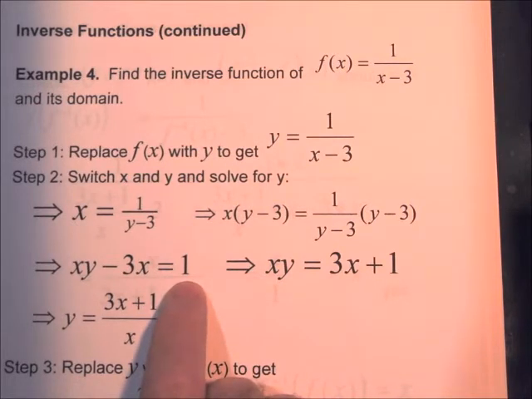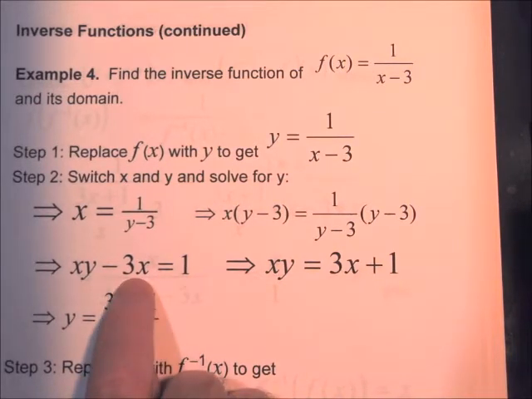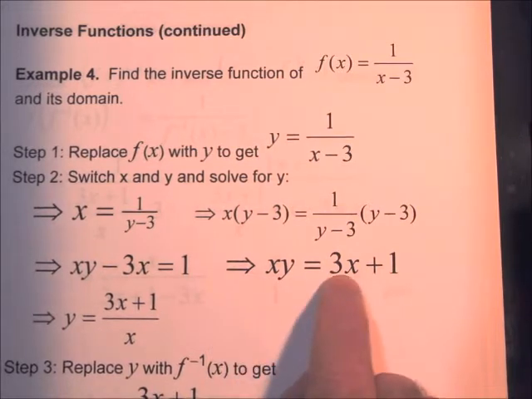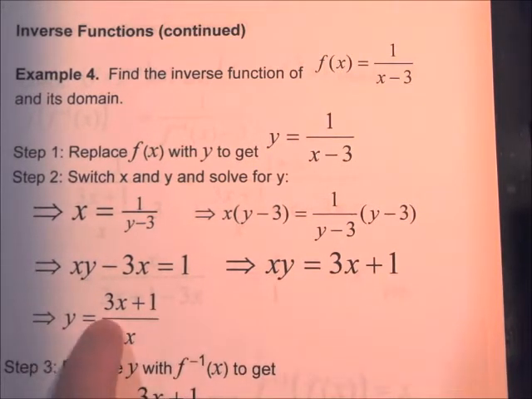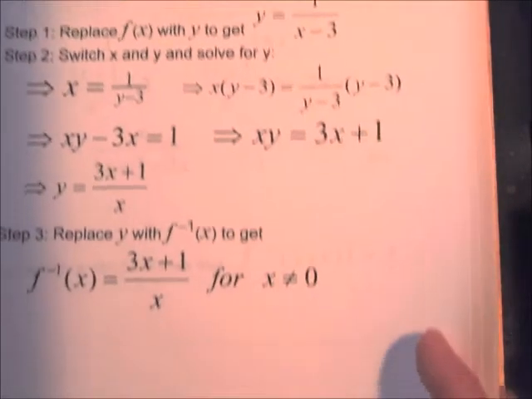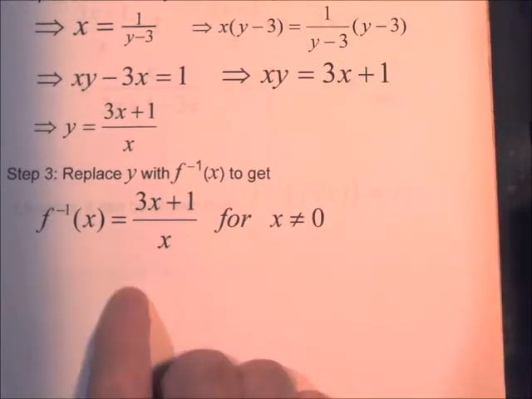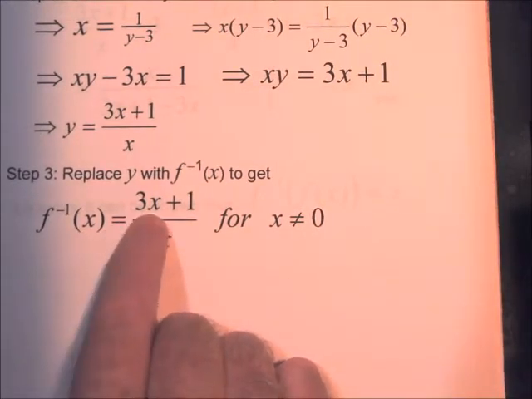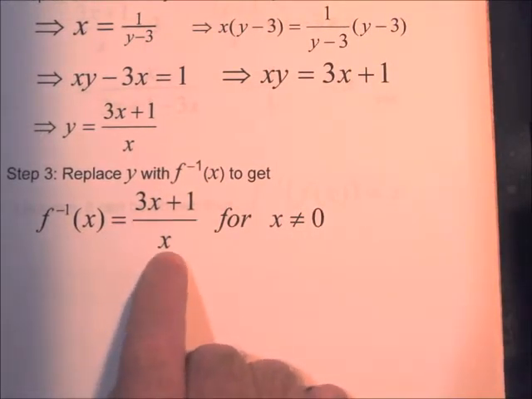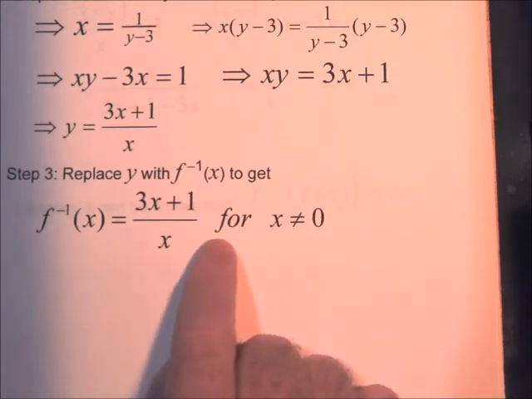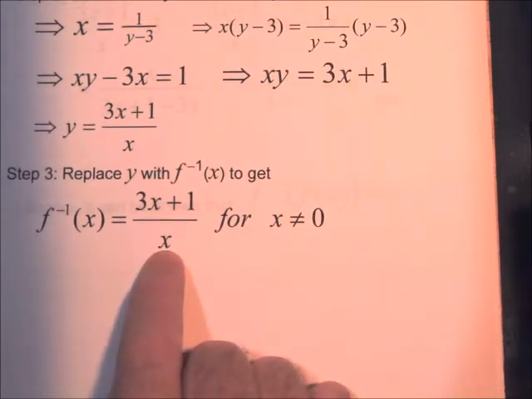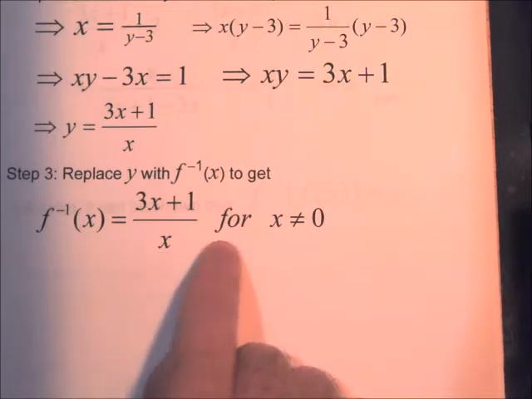And then we're still working on isolating the y. We can add 3x to both sides to get xy equal 3x plus 1, and then divide by x to get y equals 3x plus 1 all over x. So the third step, instead of writing y equal, we'll write f inverse of x equals. So f inverse of x equals 3x plus 1 over x. And the domain here would be, this formula works as long as x is not equal to 0. You can't have 0 in the denominator.